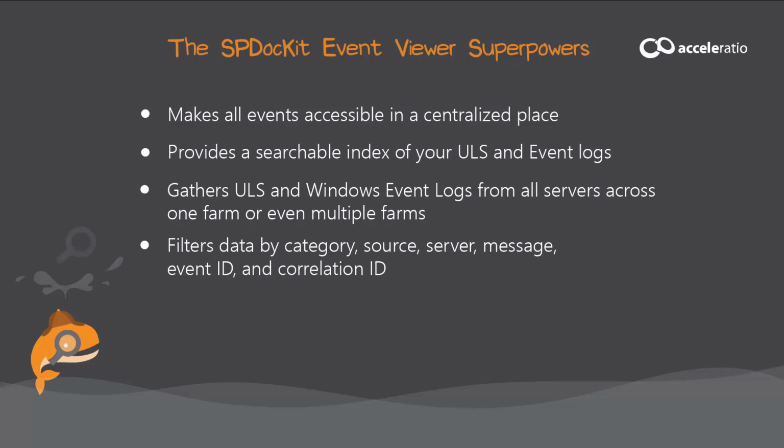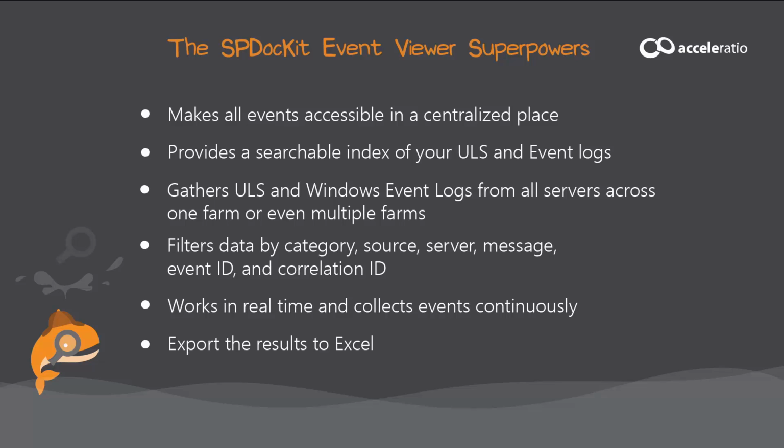With our search, you can filter by category, source, server, message, event ID, and what's most important, by correlation ID. The system works in real time and can collect events continuously, so you don't need to make it run because it is gathering data as it goes. Everything that you get as a result can be easily exported to Excel for further analysis.